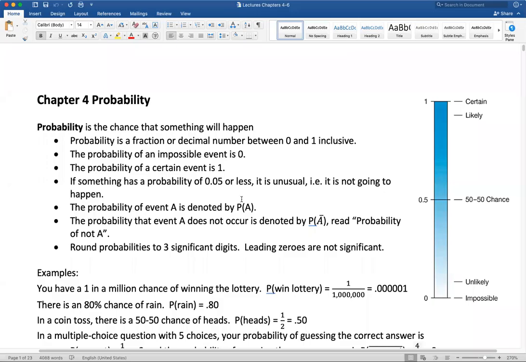All right, in this video, I'm going to cover chapter 4, section 4.1. From chapter 4, we're going to study inferential statistics, but we need to learn probability first.